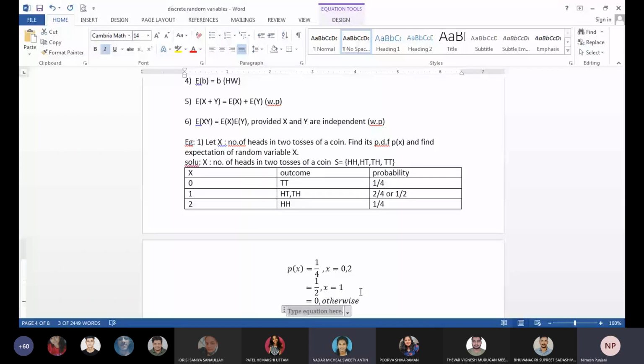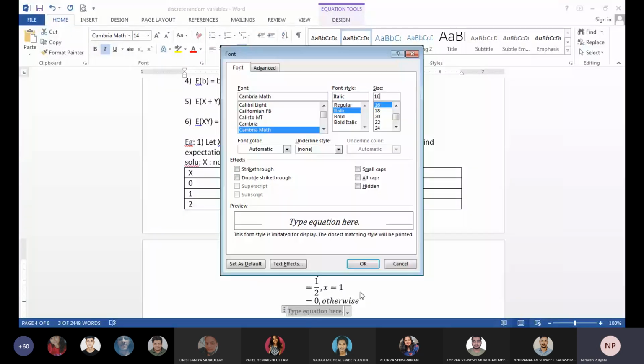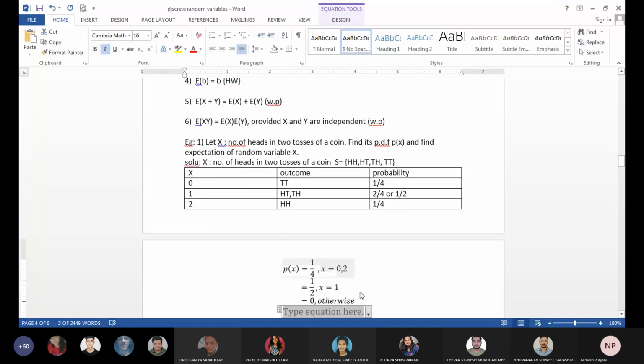Yes, sir, it's 1. It is 1, right? Everyone agrees? Yes, sir. 1/4 plus half. This will be your summation. 1/4 plus half, or will it be something else?